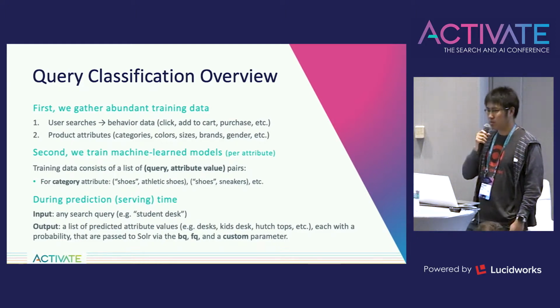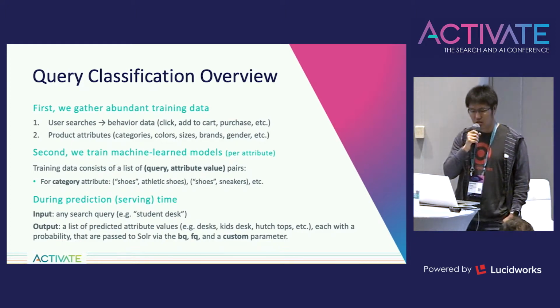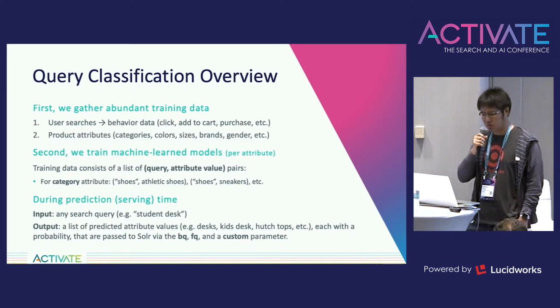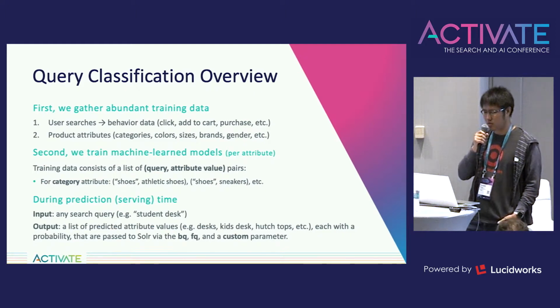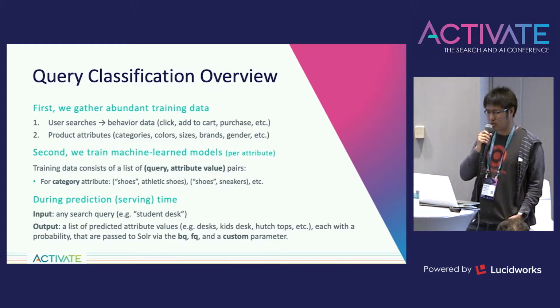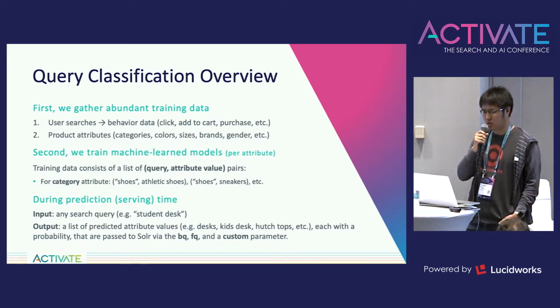First, we gather a lot of training data. The most important two data that we use is the user search behavior data. That includes user clicks, add to cart, purchase, etc. The second data is the product attribute data that includes SKU to category, SKU to color and size, brands, gender. So these are all attributes of a product.